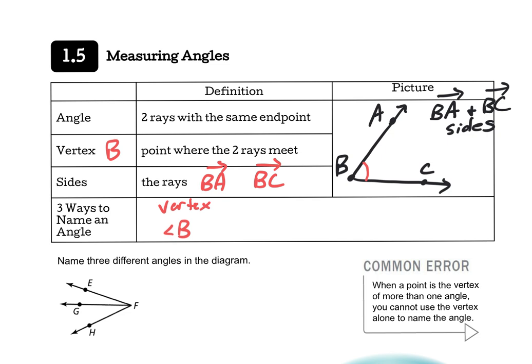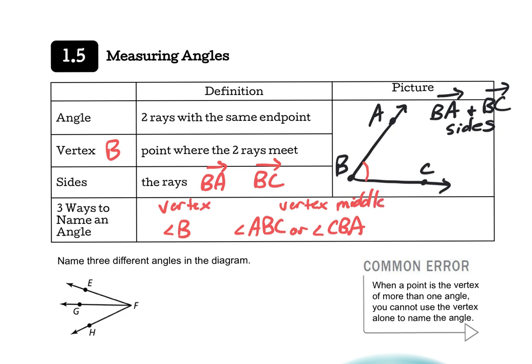If there is more than one angle at B, then I can't call it angle B because I don't know which angle I'm talking about. And I'll show you some examples of that. I could also use three letters, A, B, C, or angle C, B, A. Okay, but one thing you'll want to notice about this, the vertex must be in the middle.